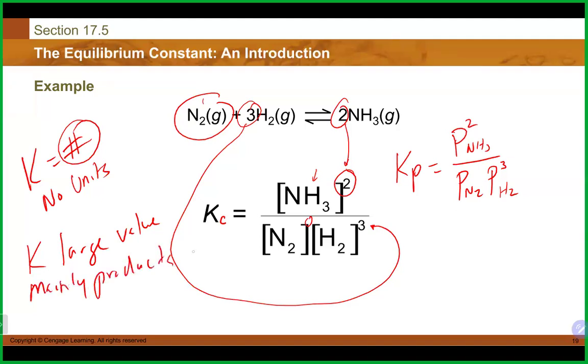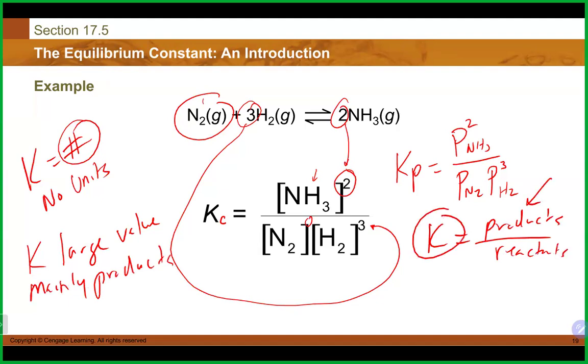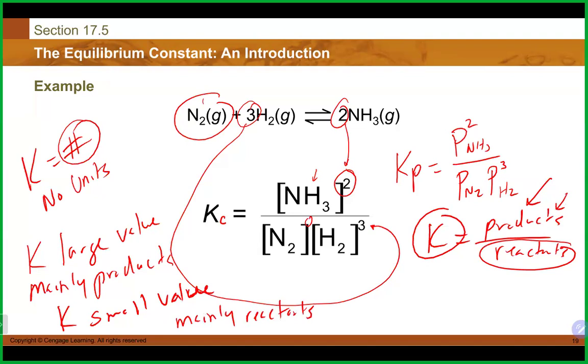And the reason for that is if you think K is basically products divided by reactants, the only way to get a large number is you need more products than reactants, right? So a large number on top, small number on the bottom gives you a larger value of K. Now, if you have a small value of K, the opposite is true. When this thing reaches equilibrium, you will mainly have reactants. And kind of the same idea, a larger value of reactants on the bottom, smaller value on top will give us a smaller value of K.